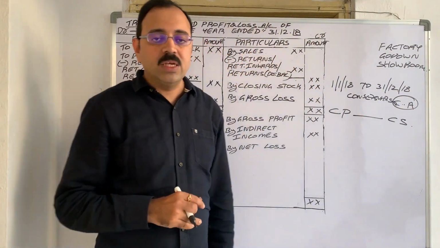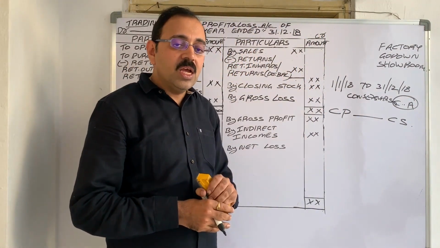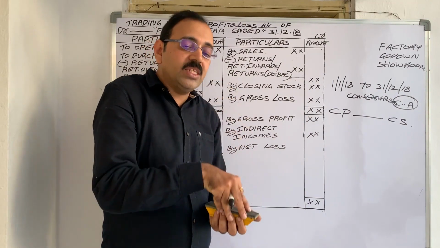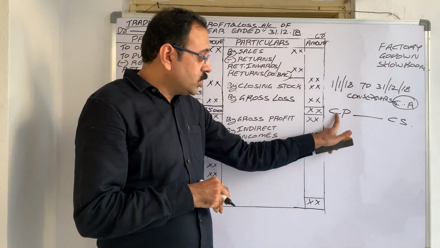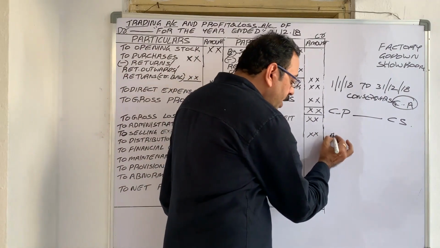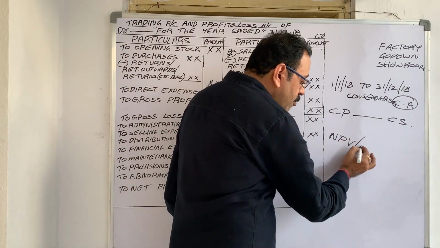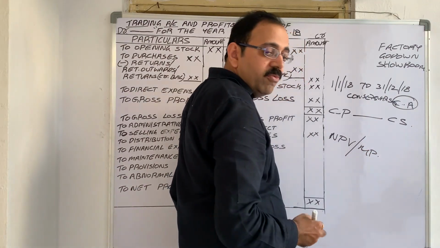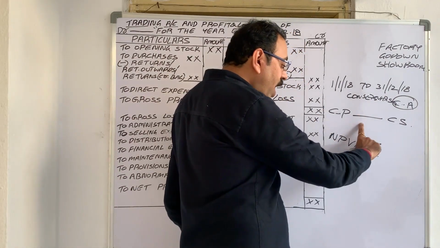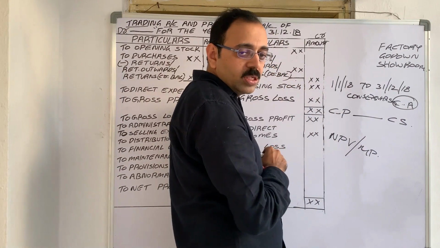Conservatism or prudence. What does this convention say? While writing the current asset values in the books, take the cost price or the net present value, nothing but the market price, whichever is less. That value is to be recorded in the books.